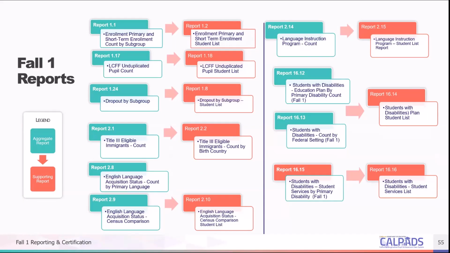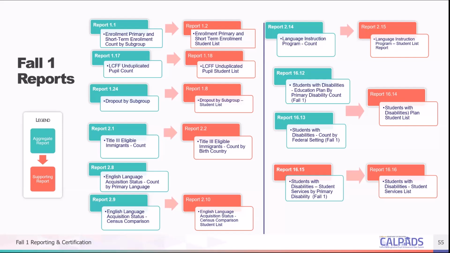This slide can be used to help you understand the linkage of reports. So the report at the top, 1.1, is a count of primary enrollment and short-term enrollment. If you want to drill down and see more than just the count, see the students included in the count, you would go to report 1.2. That report can be drilled down from the report itself, or you can go directly to 1.2 and see the relationship of individual student to the counts in 1.1.